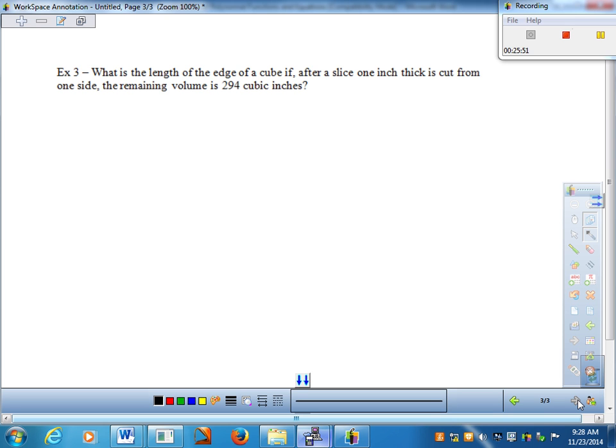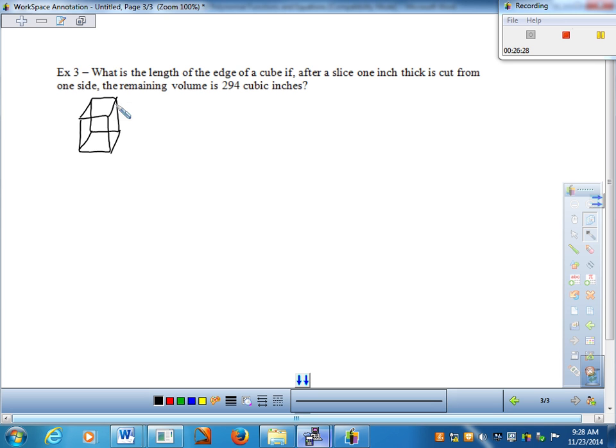It says, what is the length of the edge of a cube if, after a slice 1 inch thick is cut from one side, the remaining volume is 294 cubic inches? All right, not too bad. So let's see what we have going on here. I've got the length of a cube, so let's just draw a cube. Half the battle is just getting a visual picture and labeling it and seeing what information we can come up with from there. So I have a cube, and we're looking for the length of the edge of the cube. So, essentially x by x by x. That'll be that piece right there.